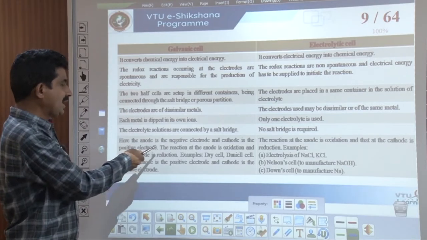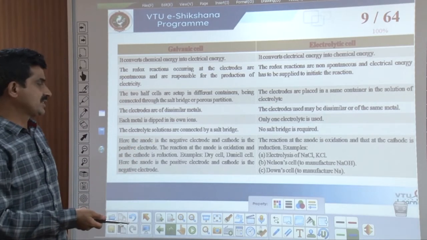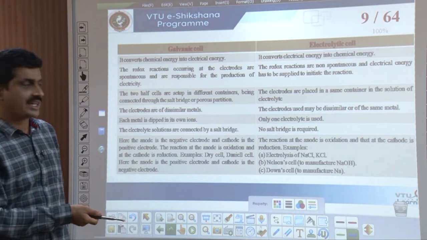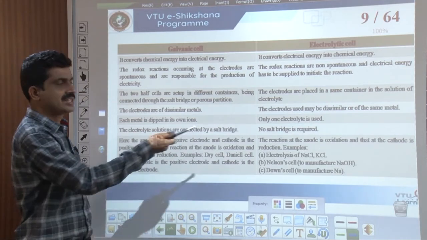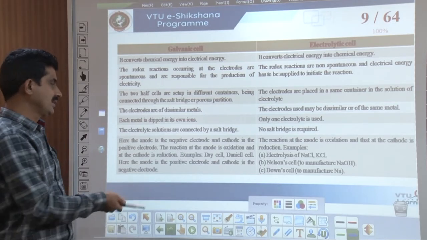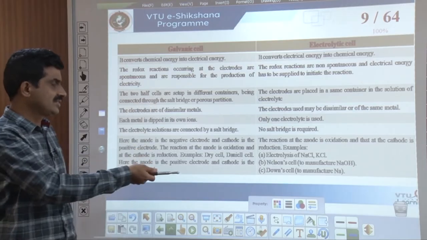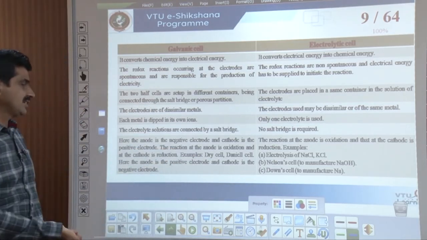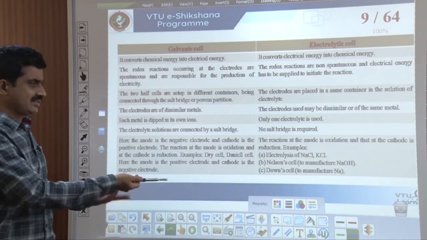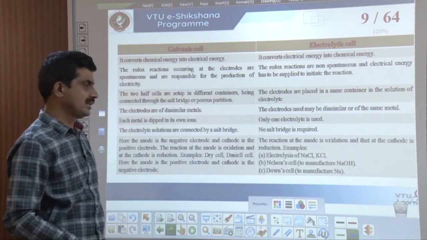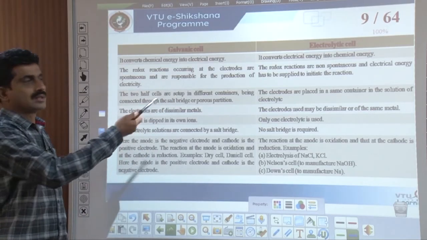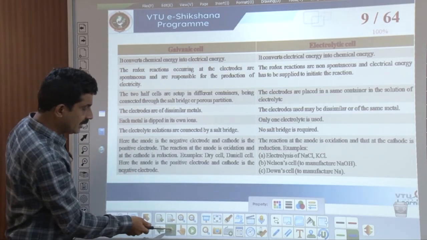Then in a galvanic cell, the anode is the negative electrode and the cathode is the positive electrode. The reaction at the anode is oxidation and at the cathode is reduction, whereas in an electrolytic cell, the reaction at the anode is oxidation and that at the cathode is reduction. The examples of galvanic cells are the dry cell and the Daniel cell. Whereas for electrolytic cells, the examples are, very simple, electrolysis of sodium chloride, potassium chloride, then Nelson cells, Downs cells. So these are the differences between the galvanic cell and electrolytic cell.